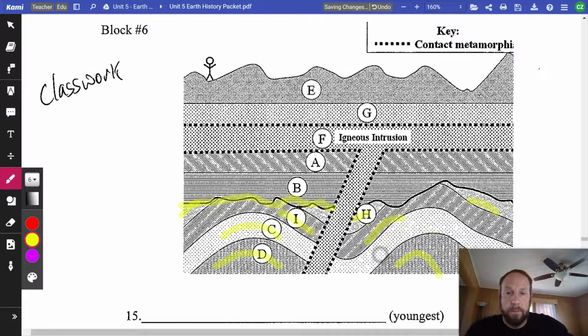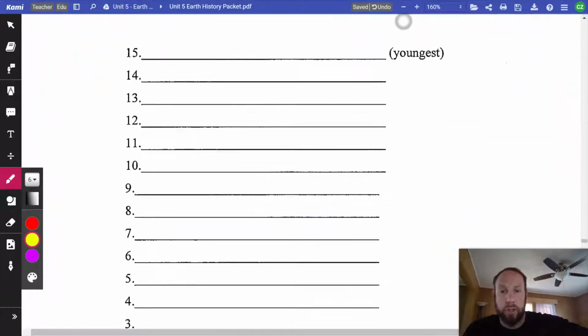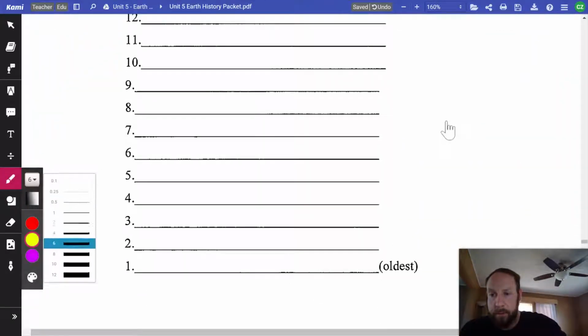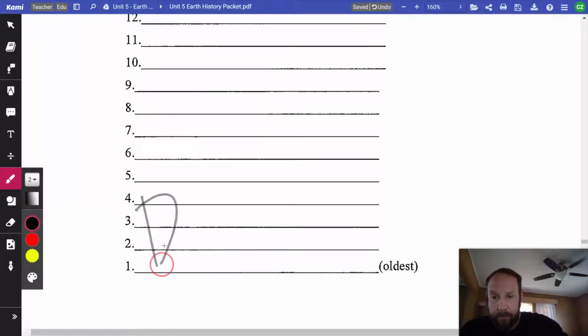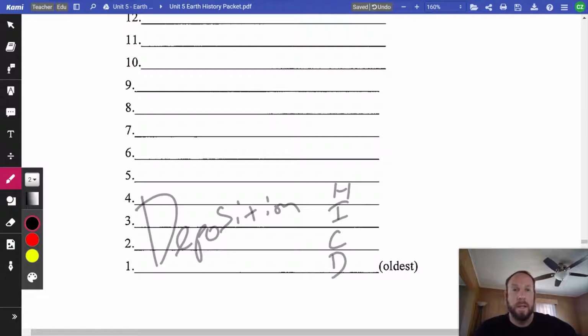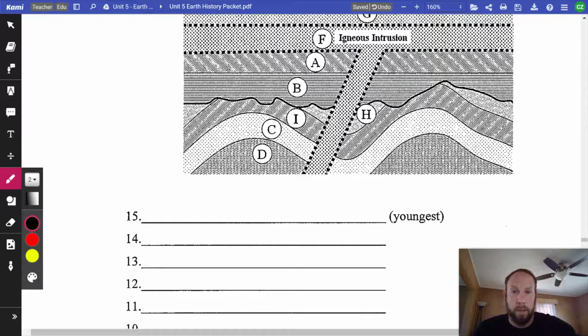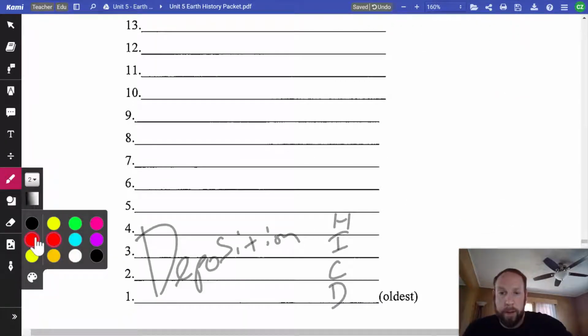Okay? So, running through this at a fairly rapid pace, we have deposition of D, C, I, and H, in order D, C, I, and H. Okay, deposition of those. If we go back up to our diagram, once these are taken care of, it looks like there's a folding event.